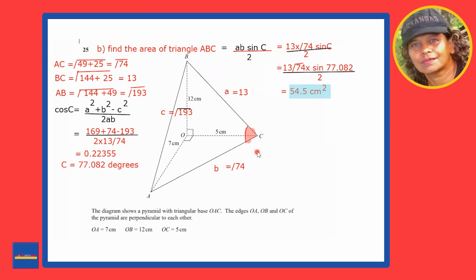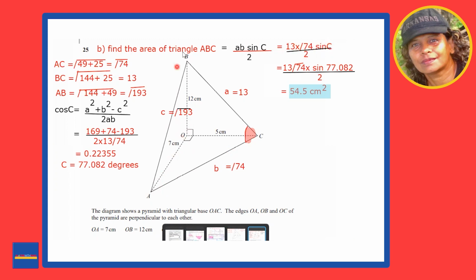Then we want to find out AC. If you look at this triangle AOC, AC is the hypotenuse of AOC. So again, we can use Pythagoras theorem and say AC squared is equal to 7 squared plus 5 squared, which is 74, and AC is the square root of 74. So here I can replace b by the square root of 74. Then we have to find out sine of C over 2.